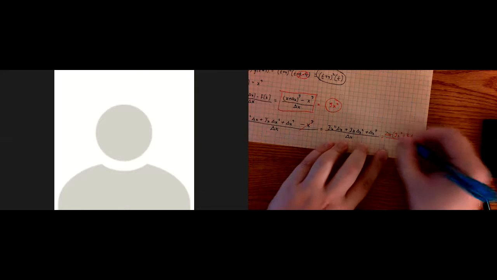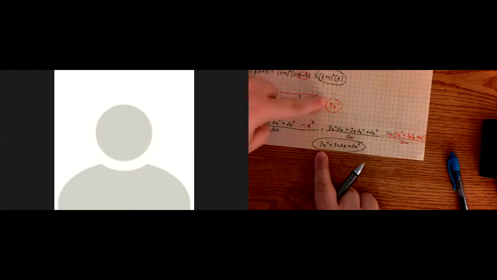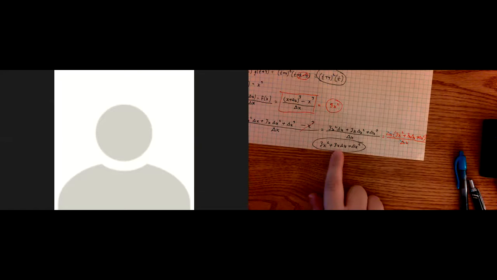And then you can cancel those two, leaving us with the long answer, which is 3x squared plus 3x delta x plus delta x squared. But in calculus, you're only going to care about the first term. And so we usually only write the first term. But this is the fully simplified version.